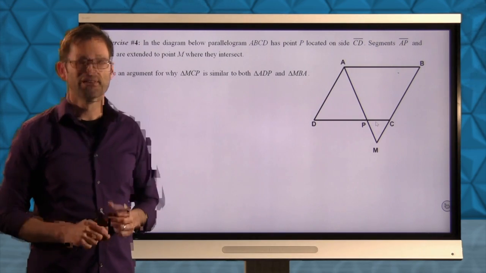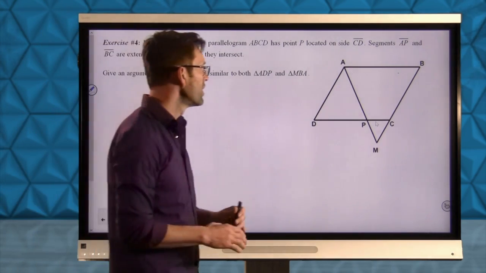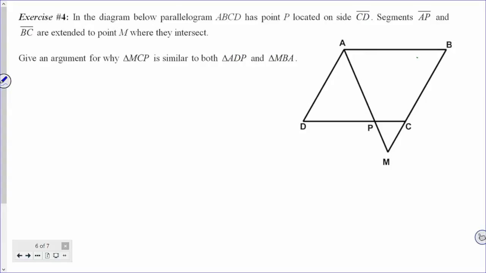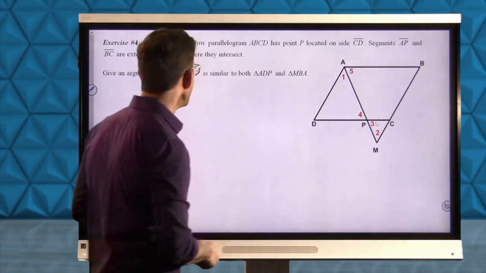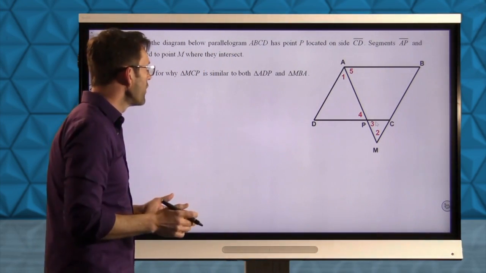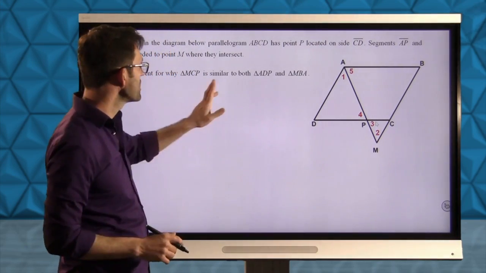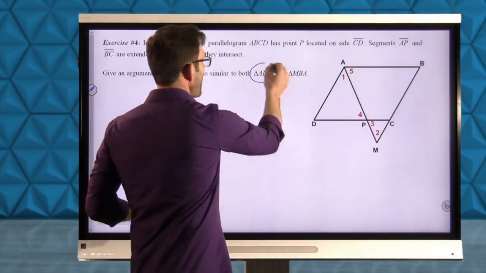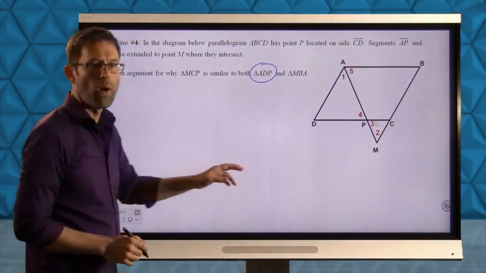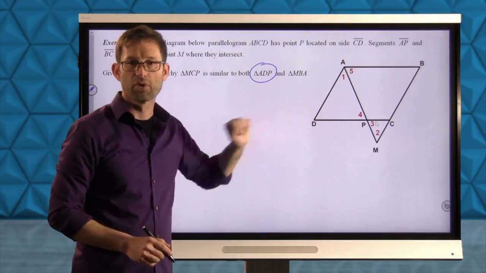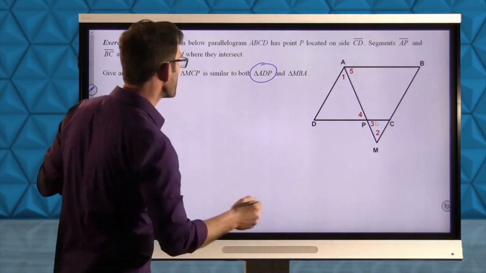All right, let's go through it. I need some angles here. I don't want to use three-letter names, so I'm going to label a bunch of different angles, in fact, 5 of them. And let's start off with why triangle MCP is similar to triangle ADP. Why is this triangle similar to this one? So let's start out with this.